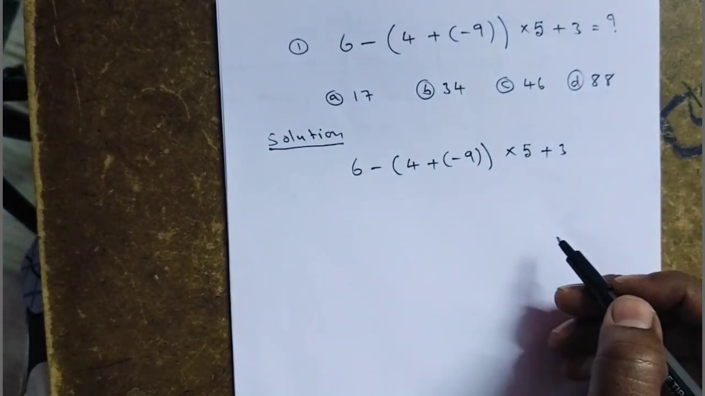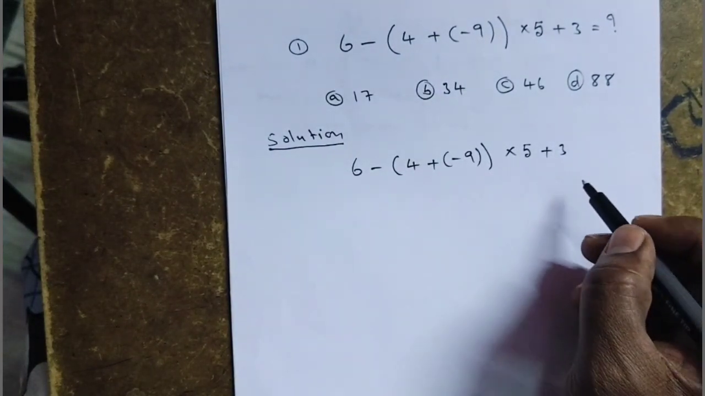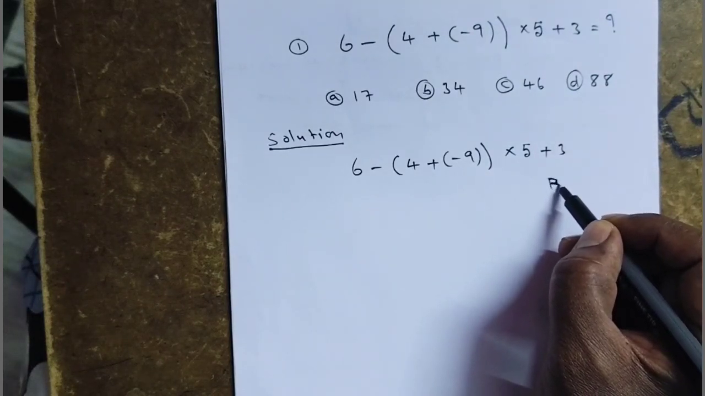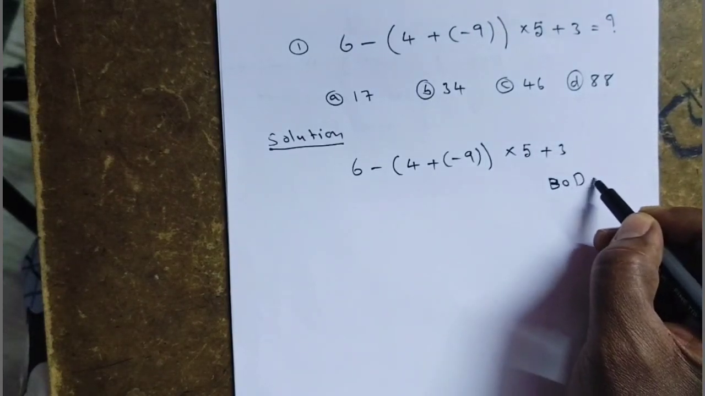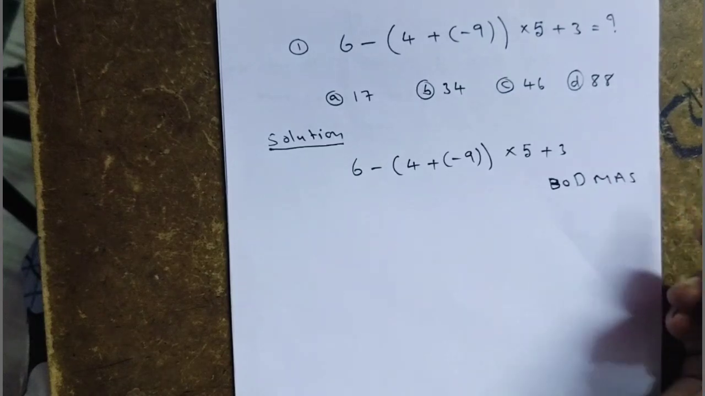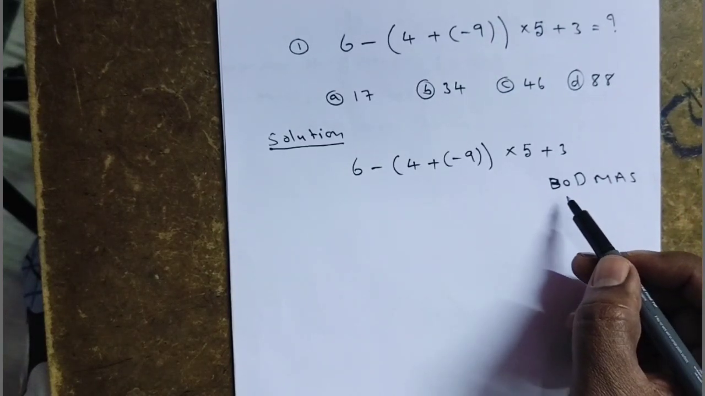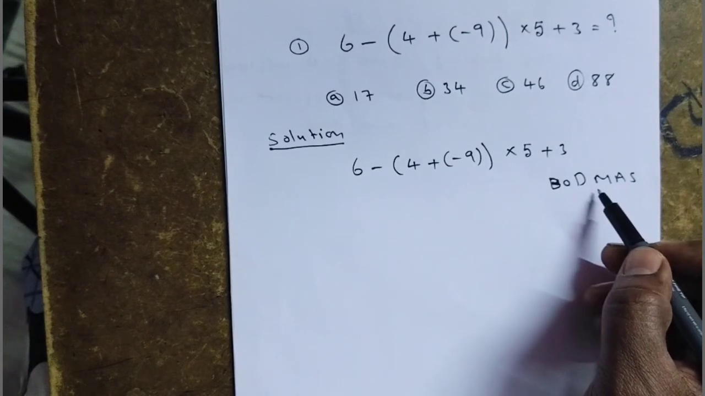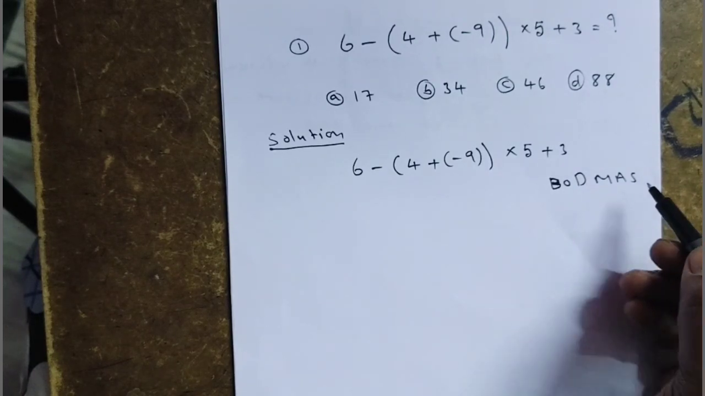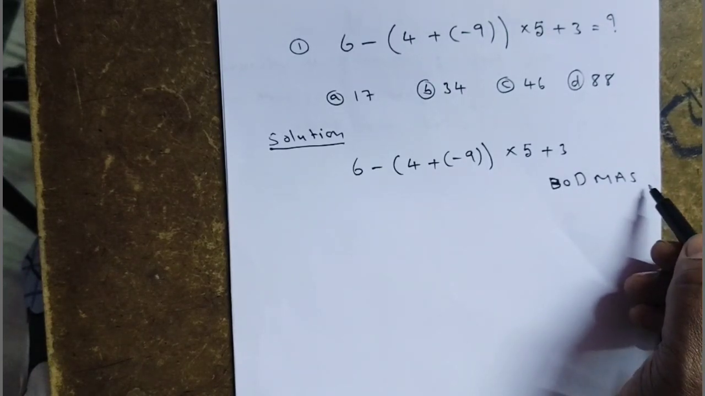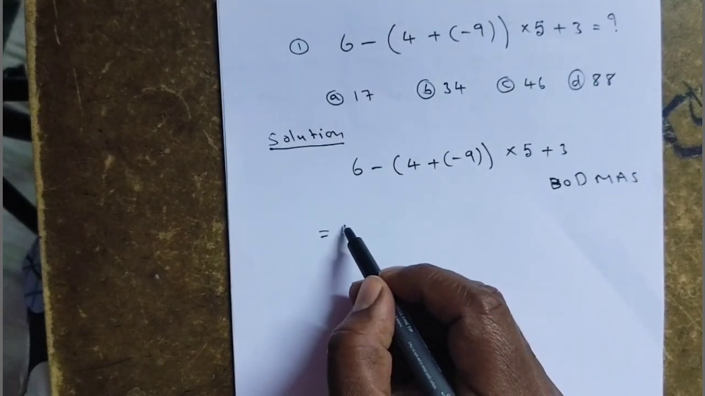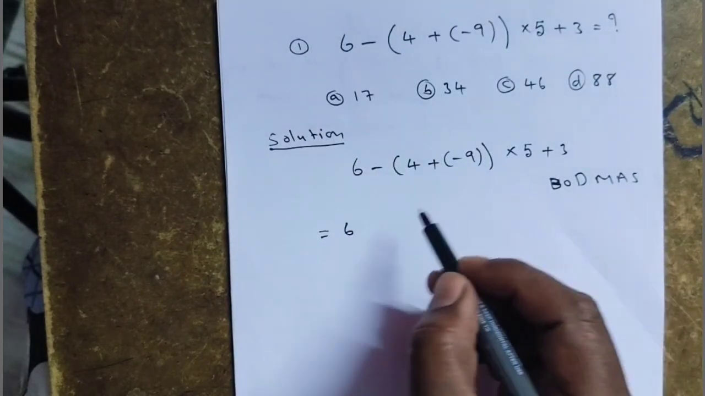What do we have to solve first? For this purpose we have to use the BODMAS rule. BODMAS. According to this, first we have to complete the B for bracket, D for division, M for multiplication, A for addition, and S for subtraction. Now first we have to solve the brackets.